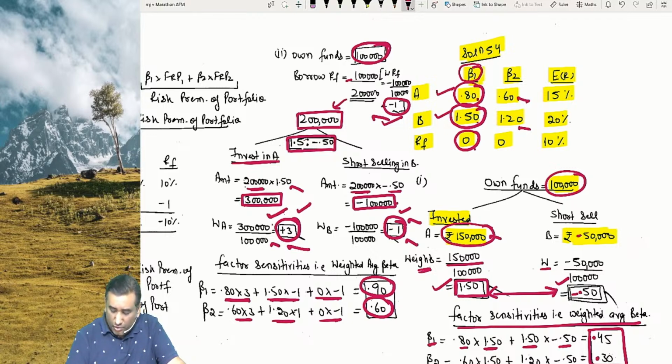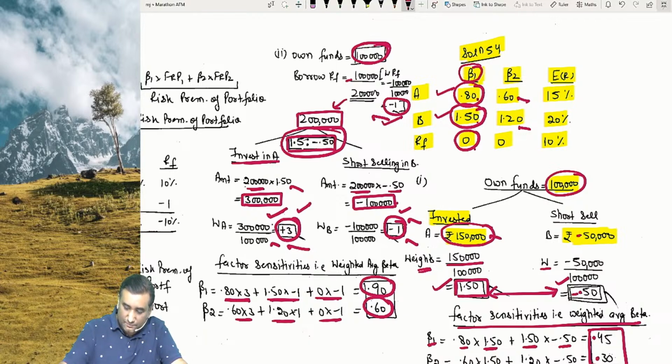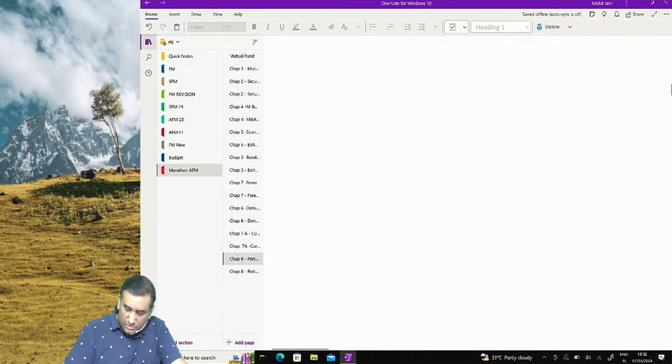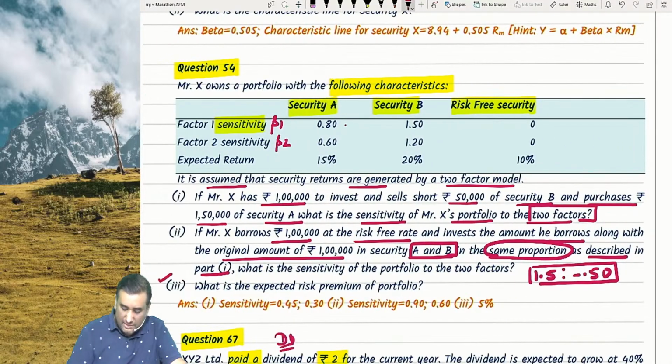And the question should not be a difficult part here. He told you the proportion, what has to be done. 1.5 is to minus 0.5. Now let me read the third part. First, what he asked, what has to be done?